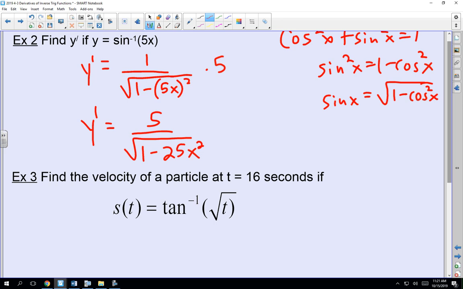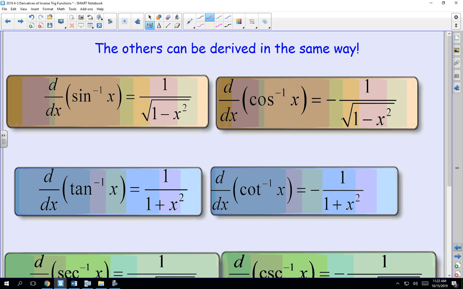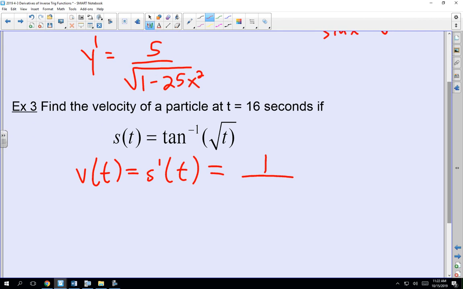Example 3, it says find the velocity of a particle at t equals 16 seconds if s of t equals inverse tangent of root t. So the velocity v of t is equal to s prime of t, which is equal to, this is the derivative I like, 1 over 1 plus x squared. Plus 1, doesn't matter, just based on the commutative property. We have 1 plus x squared is the way it's written here. So we have 1 plus root t squared, but then we have times the derivative of the inside.